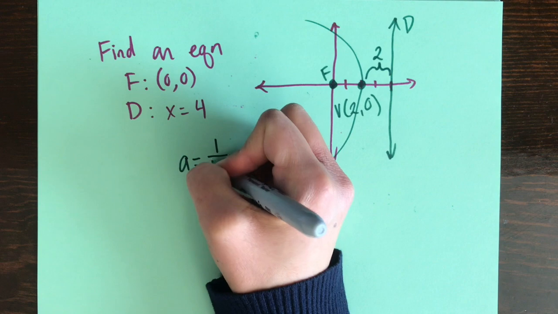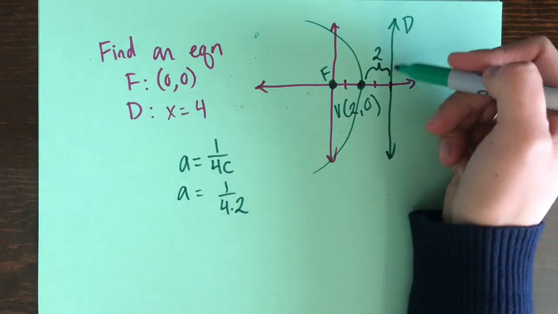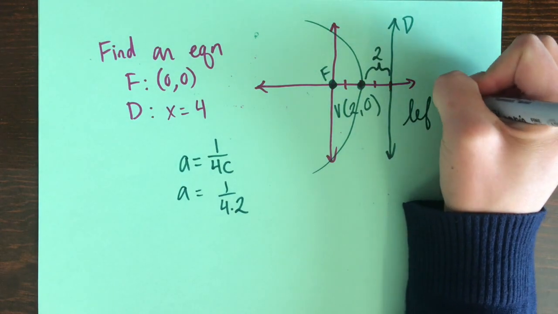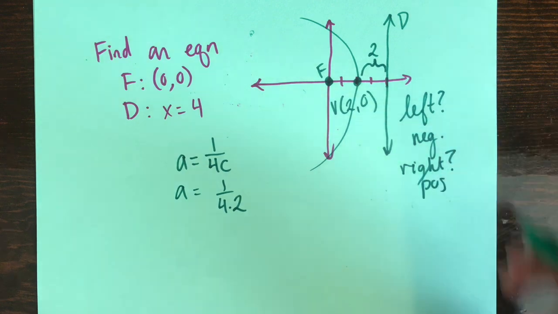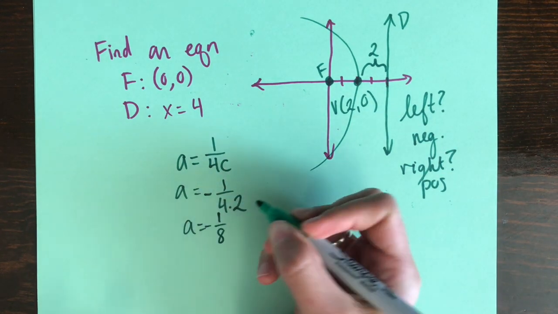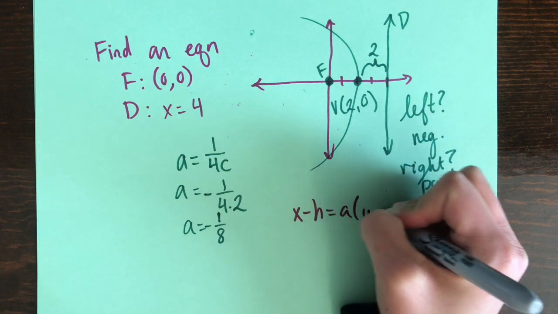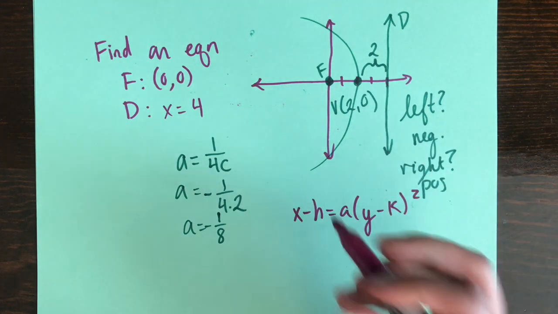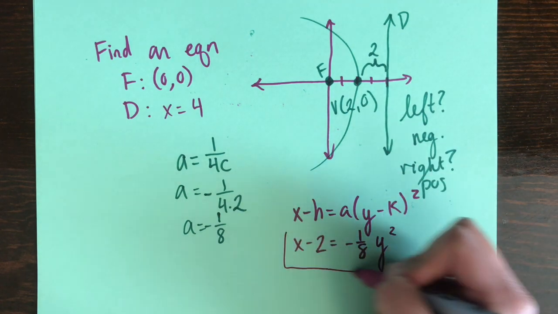The distance between the focus and the vertex is going to be 2, and between the vertex and the directrix is also 2. Which means my c value is 2, and a is equal to 1/(4c). So if I figure out what a is, it's 1/(4 times 2), which is 1/8. Okay, but let's think about this. Is it opening left or right? If it's opening to the left, then my a is going to be negative. If it's opening to the right, then my a is going to be positive. So I'm going to use this standard equation for the parabola, the horizontal one, and I'm going to plug in my vertex so that I get that standard equation.